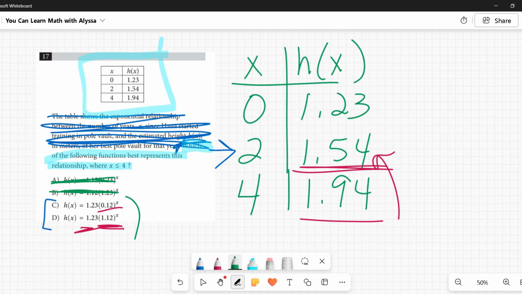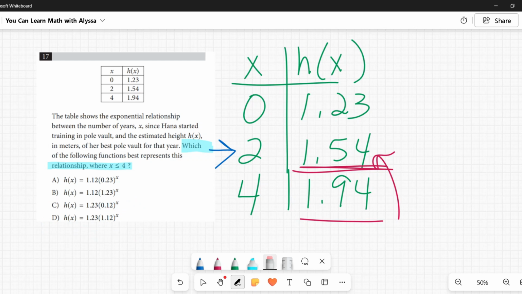This is the kind of thing where if you only know how to use your calculator, it can cost you time. I say this again and again, and everyone's like, why should I learn this when I have a calculator? I understand that. But I promise you there are times when it's faster. And this is one of those times. So as opposed to taking each one and going through and going 1.12 times 0.23 to the power of 0. Did it work? No. Next one. Doing that's time you don't have to spend.